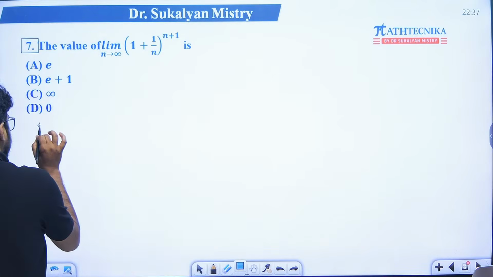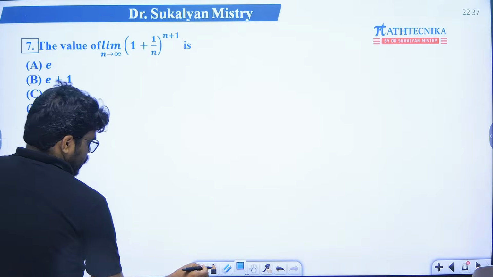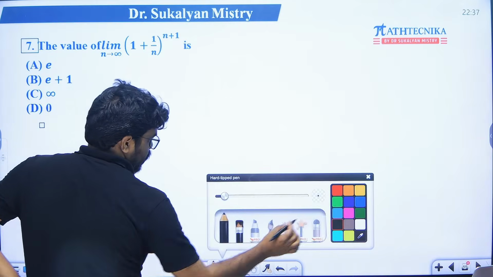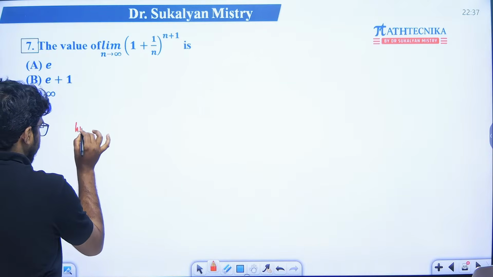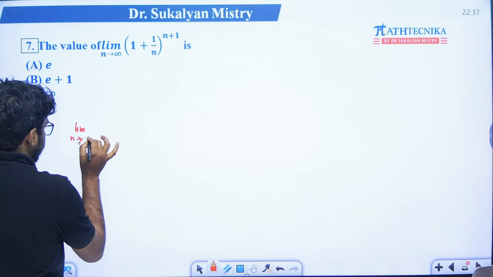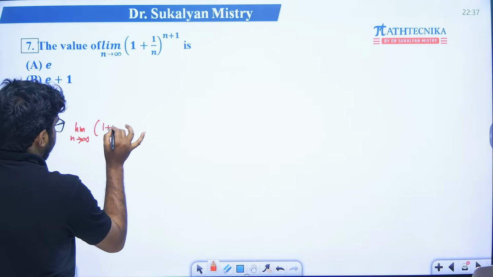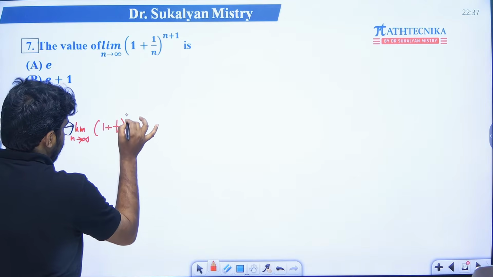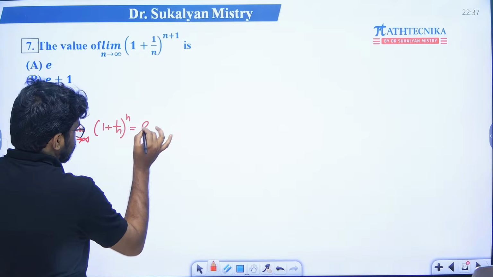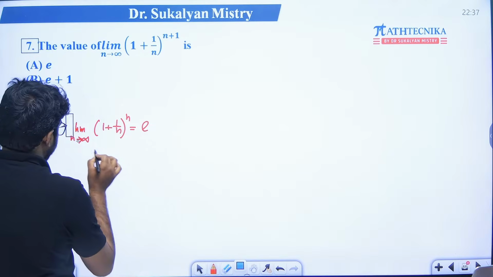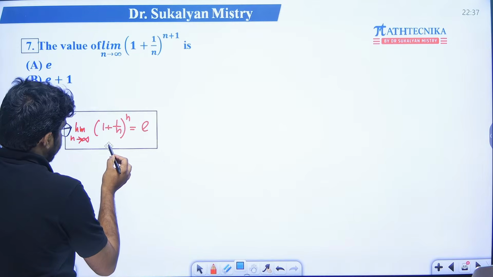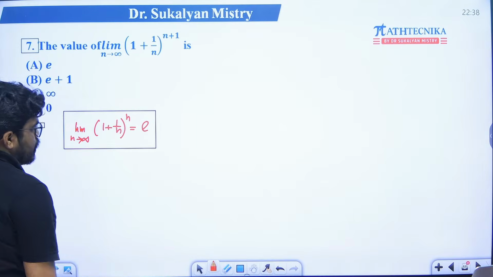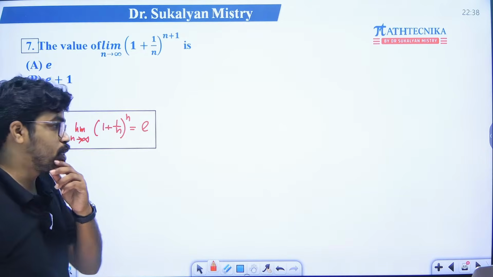So first note this, what is the result? We know that it is a very important result. Okay, limit n tending to infinity. Note this, limit n tending to infinity, (1 plus 1 by n) to the power n. So this is e. Note this result, limit n tending to infinity of (1 plus 1 by n) whole to the power n. So this is equal to e.